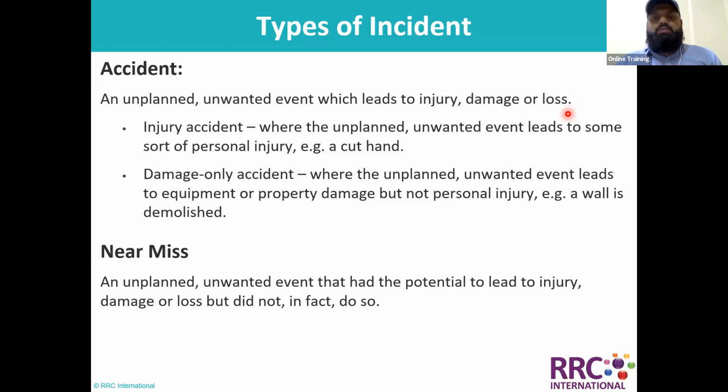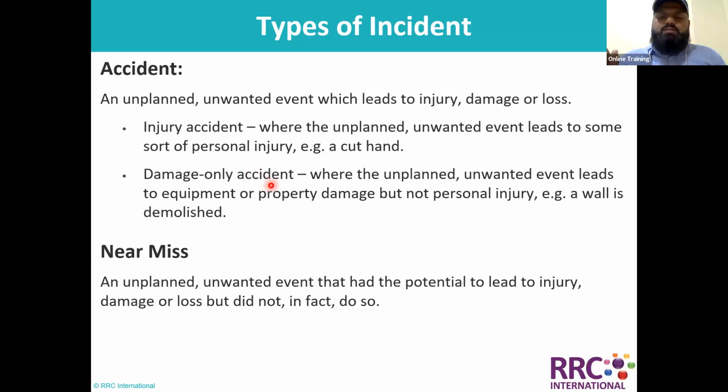There are two kinds of accidents. What are those two kinds? One of them is injury accident. What is injury accident? If any unwanted, unplanned, unexpected sequence of events is resulting in some kind of personal injury, for example, a hand injury, or a broken bone, this is what we call injury accident. If someone gets burned, we will consider it injury accident. Okay. Then damage only accident.